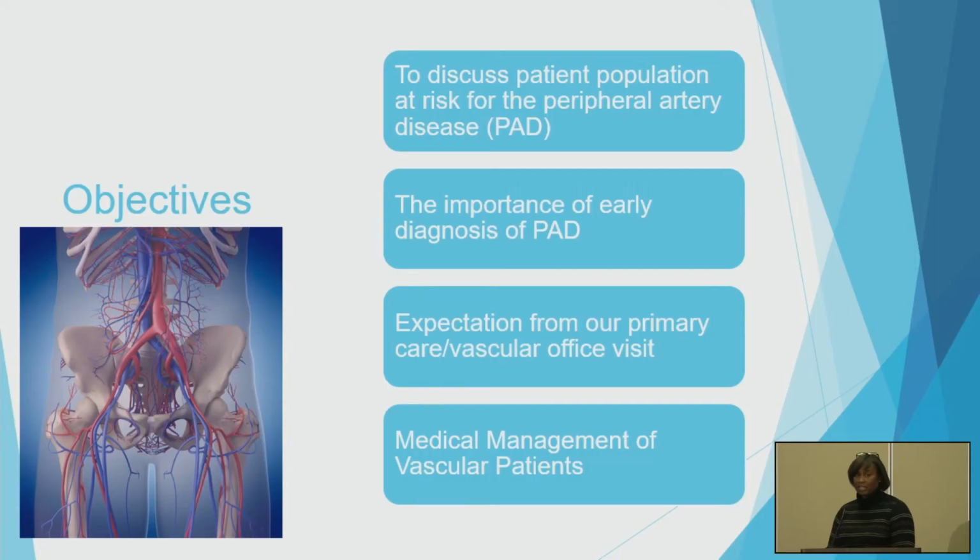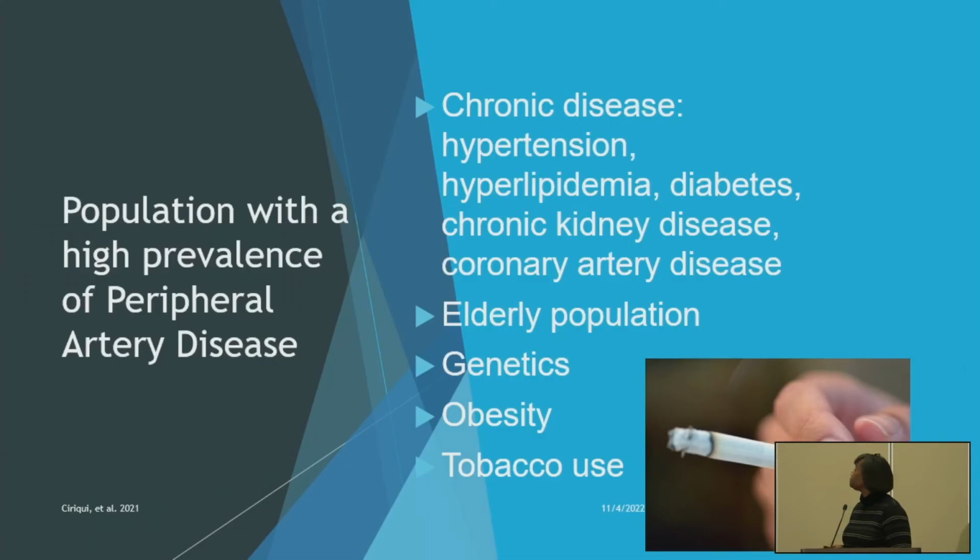And I'm a nurse practitioner at Cleveland. That's where I see most of my patients. So what we need to know is who is at risk for peripheral artery disease. Early diagnosis is very important and key, and our expectations from our primary care and what you guys are expecting from us as a vascular specialty and our medical management for these vascular patients.